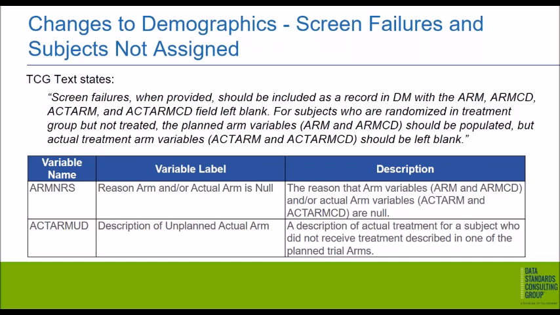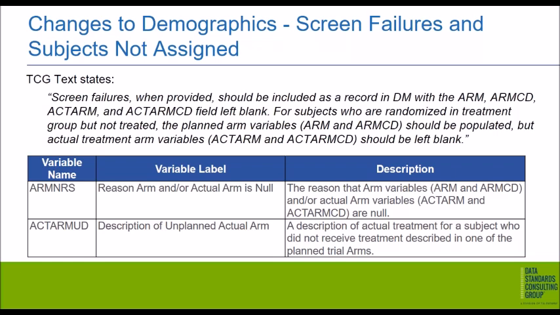In the implementation guide version 3.2, there's advice that says that if you have a subject that was a screen failure, or they were not a screen failure but they were never assigned to treatment, to populate the arm code with values for screen failure and for not assigned. The FDA in the technical conformance guide, however, said, include records in demographics for these people, but leave the arm codes blank. So what we did is provide a mechanism: variables are added to demographics that allow an implementer or submitter to describe why the arm variable is null. For example, screen failure, or never randomized, or not assigned.